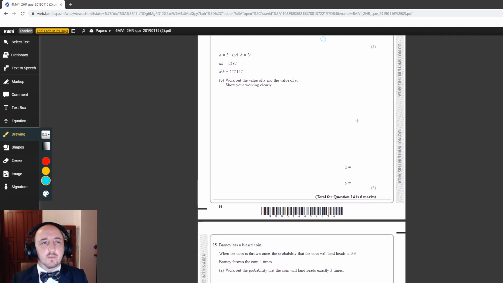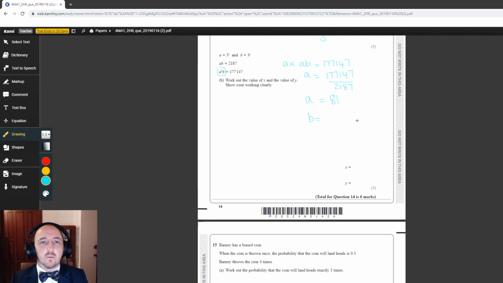For part b, we have a times b is 2187, and a squared b is that number there, 177147. So we can say a times ab equals 177147. We have been told what ab is, it's 2187. So we can divide 177147 by ab, 2187, and we will get 81. So a is 81.